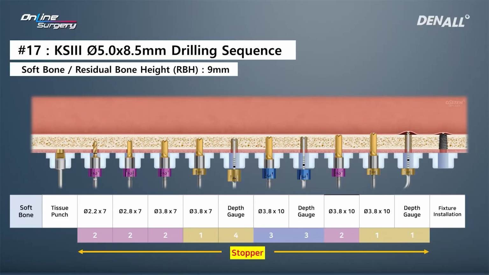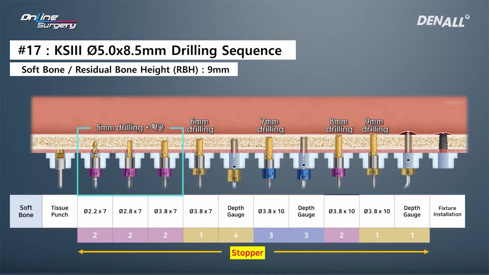As shown, after the tissue punch, considering the residual alveolar bone height, I used a 7 millimeter drill with a 2 millimeter stopper, and then I increased it to 3.8. A 3.8 by 7 millimeter drill was used with a 1 millimeter stopper, and therefore it is 6 millimeter. The depth gauge is 10 millimeter, and after 6 millimeter drilling, you need to add a 4 millimeter stopper to make it 6 millimeter.